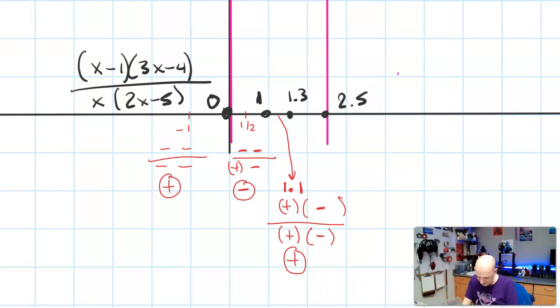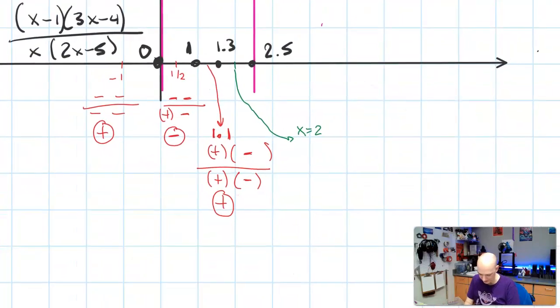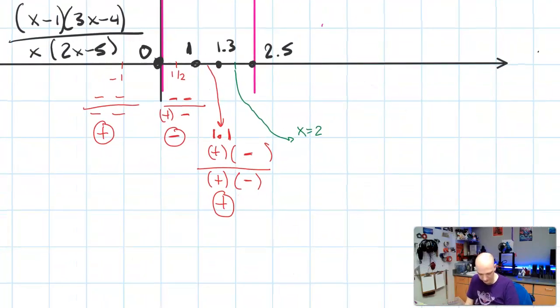To the other side here, we can just test like 2. I'm drawing some arrows to just make more space for the work here because they're all so close together. If x is equal to 2, we'll have a 2 minus 1 is positive. 3 times 2 minus 4, so that's now positive. Positive, but 2 times 2 minus 5 is still negative. So I have a net, 3 positives and a negative is a net negative.